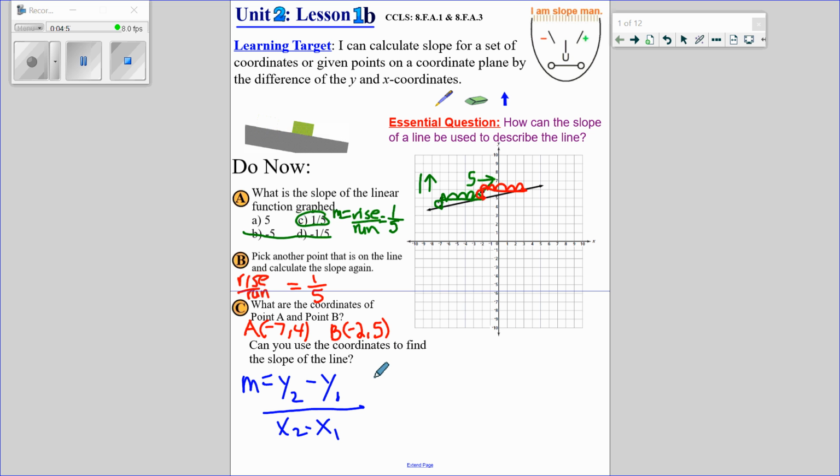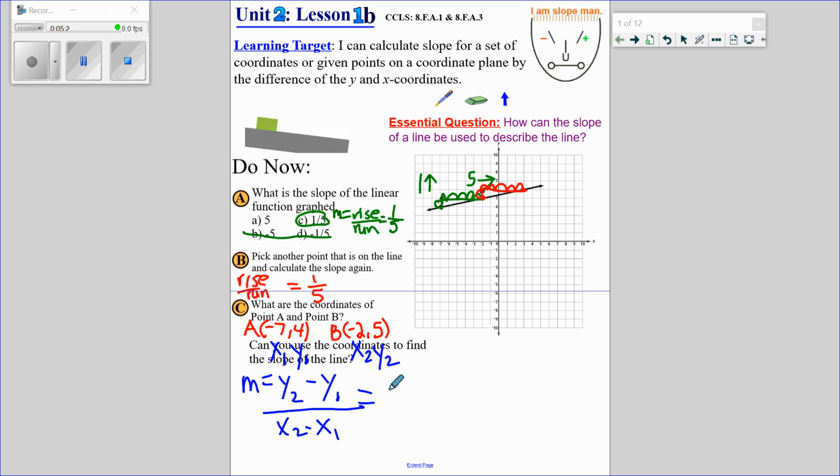Now we have our coordinates. A is the first set and B is the second set. So before we substitute, we're going to label them. A is x1, y1, and B is x2, y2. We label them so when we substitute, we do not make an error.